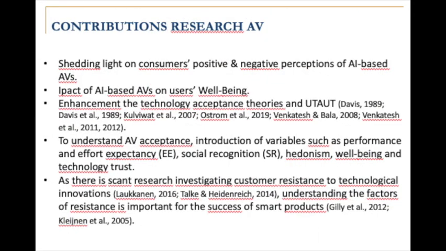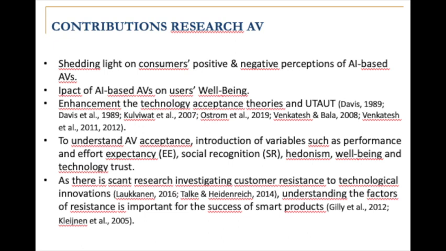And by closing the gaps of the literature, we are making the following contribution in research about autonomous cars. So we want to shed light on consumers' positive and negative perceptions of AI-based autonomous vehicles. We want to study the impact of AI-based autonomous vehicles on the well-being of consumers.